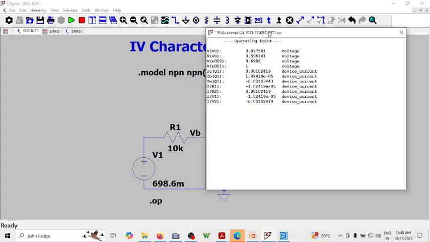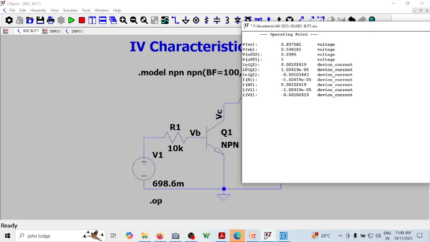Now we can carefully observe how much this is. Can you see this is IC of Q1, this is the Q1 transistor. Can you see it is 0.00102, it's actually 1.02 milliampere. Can you see this IB, it is 10.24 microampere. We were expecting actually 10 microampere. You have a slight error of 0.24 microampere, which is acceptable.